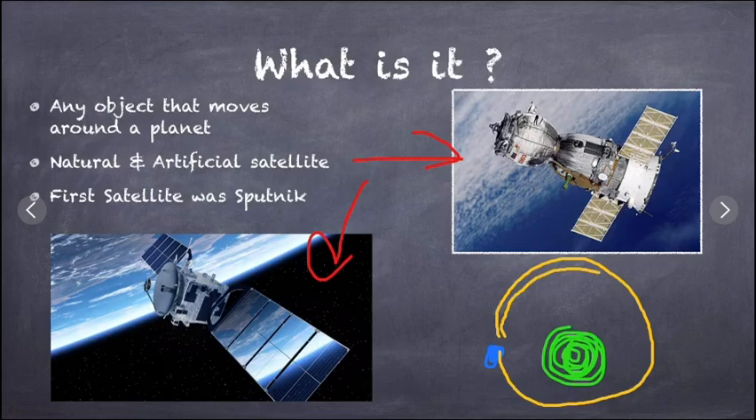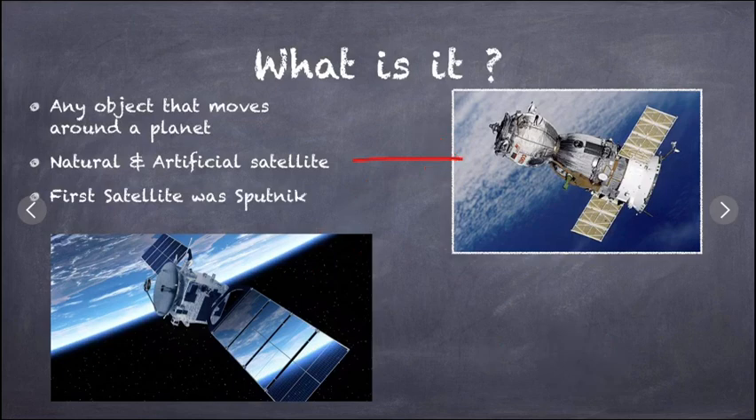It may fall down over time because of the drag if it is not high up in the sky. If it is not high up in the sky, there will be a bit more drag which will cause it to come down. That is why we need reboosting of these satellites also. So basically any object that moves around a celestial body like a planet in a fixed elliptical orbit is known as a satellite.